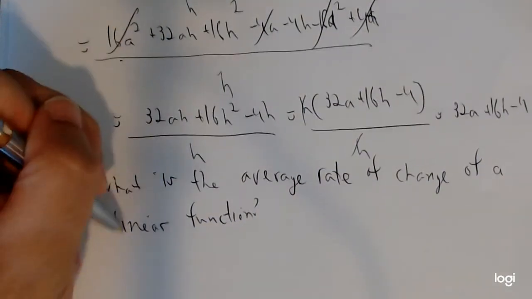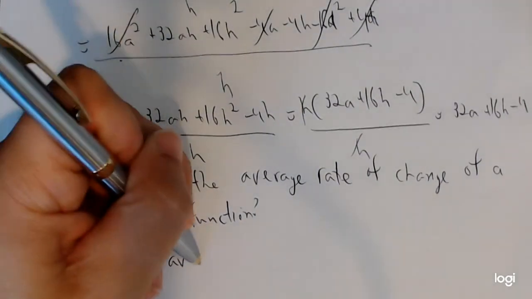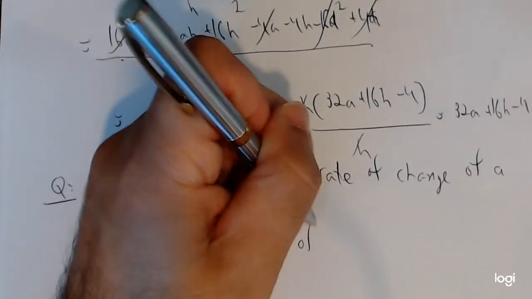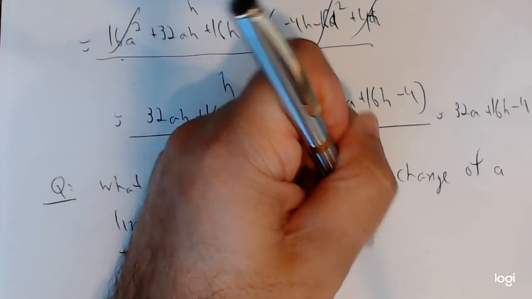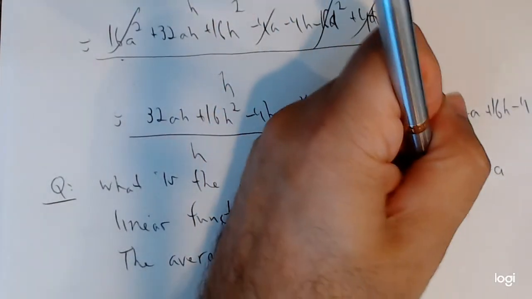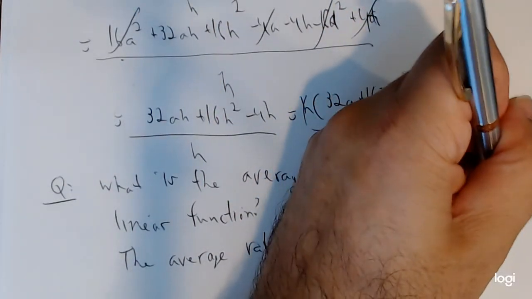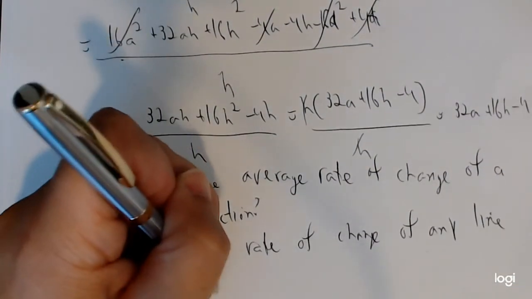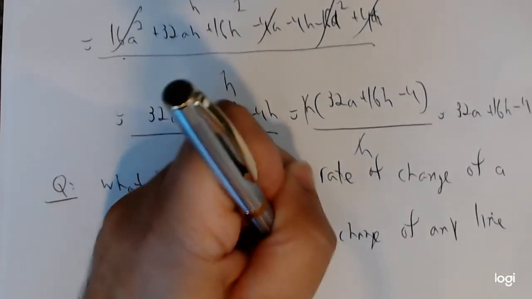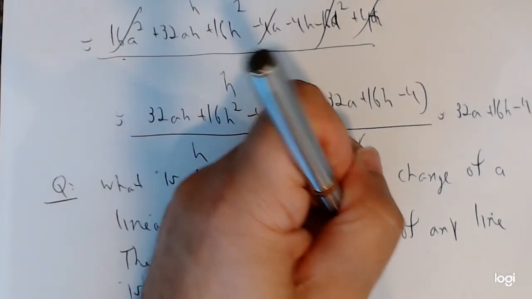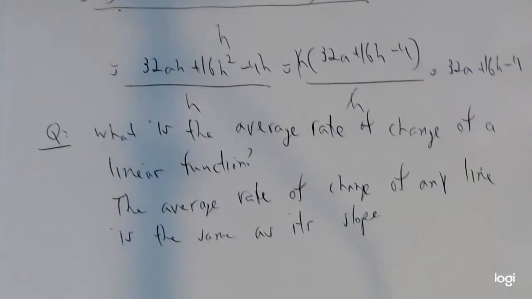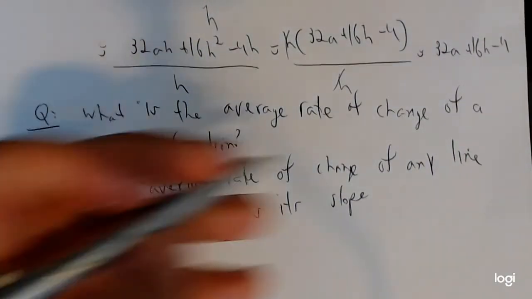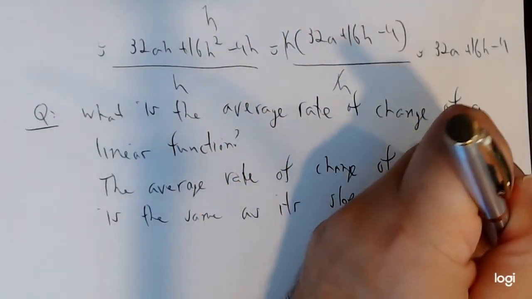So let's write it out. The average rate of change of any line is the same as its slope. Right? Hopefully you see that. Now if you don't, I could show it to you. I'll show it to you in two ways. One is visually. So look, think about it this way.